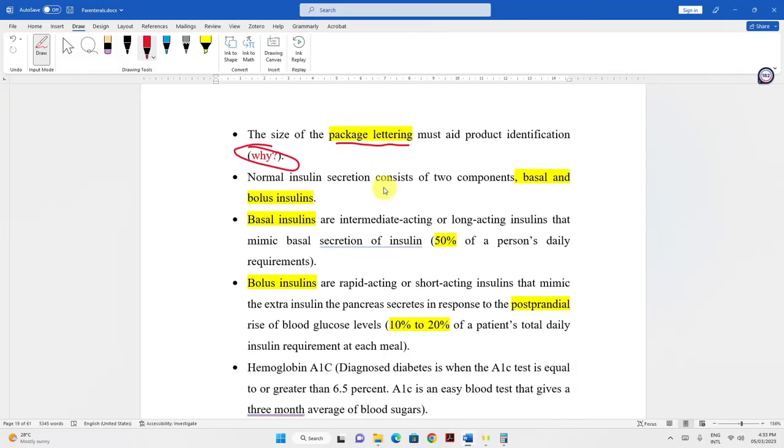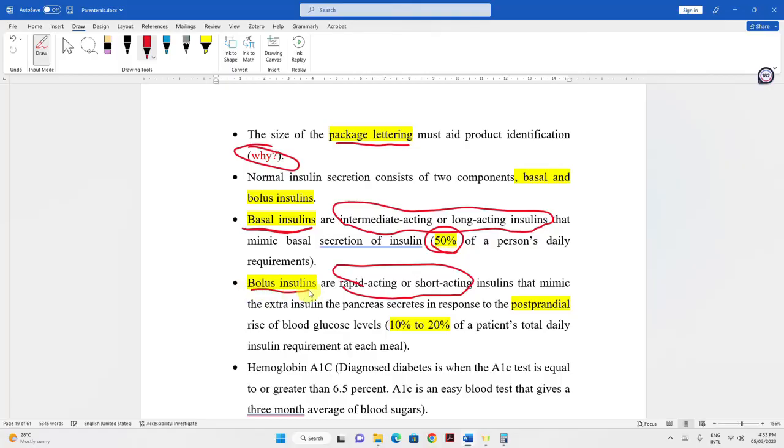Another thing, the insulin that we give the patient should usually be of two forms. One is intermediate or long acting insulin, and the other one is rapid or short acting insulin. So we are giving these two types. The intermediate and long acting is to provide the basal continuous insulin secretion throughout the day, and they constitute 50% of a person's daily requirement. We give rapid or short acting insulin to mimic the bolus insulin, or the insulin surge that comes postprandial, after eating.